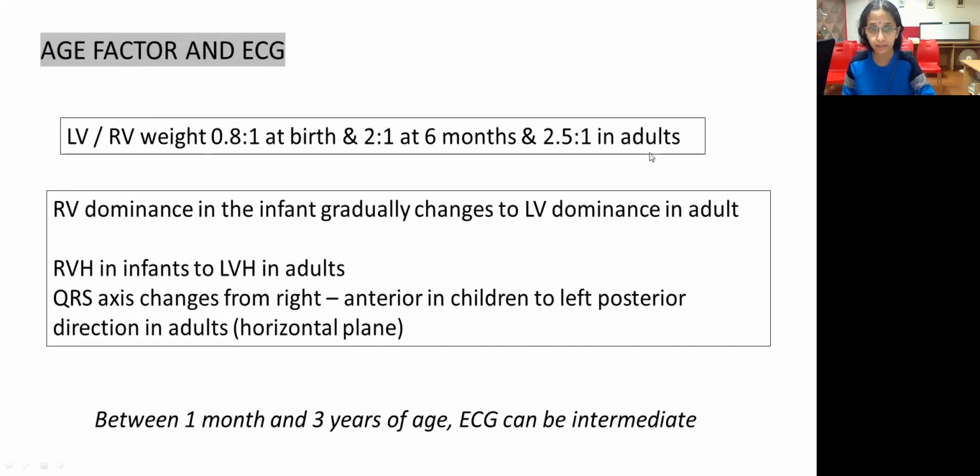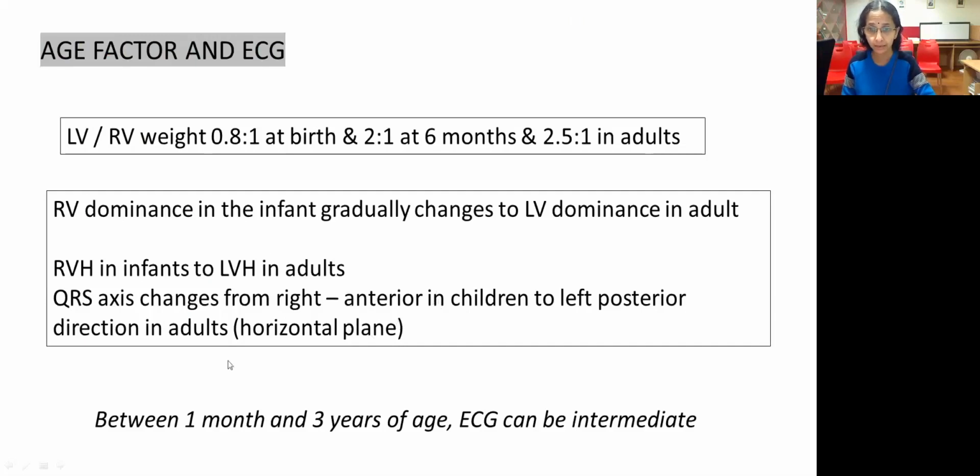Now the RV dominance in infancy primarily gives rise to the QRS axis, which is right and anterior in younger babies. So the rightward axis is something which we understand from the frontal plane, and the anterior and posterior axis relationship we understand from the horizontal plane. We will see as we move forward how we understand right, left, superior, inferior in the frontal plane, and anterior, posterior, left, right from the horizontal plane.